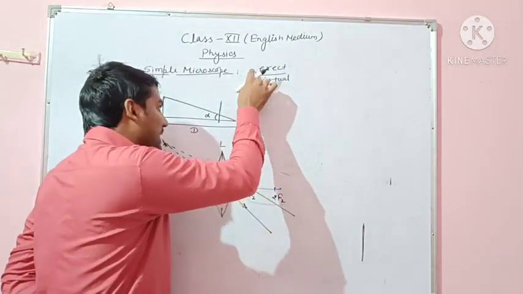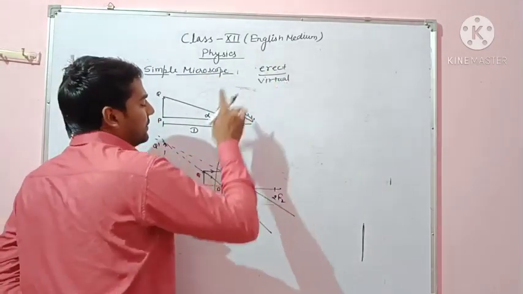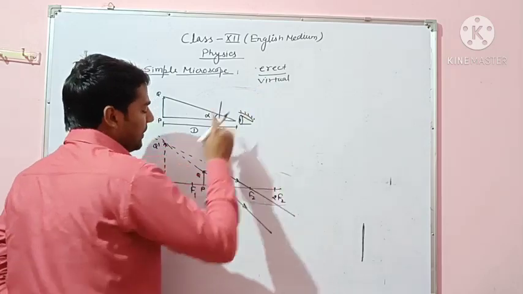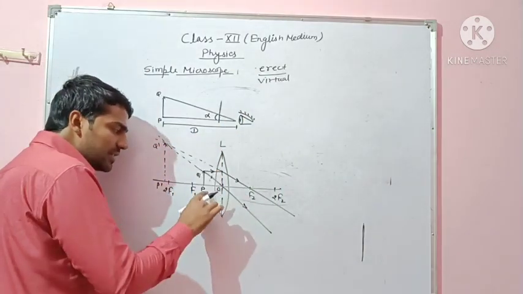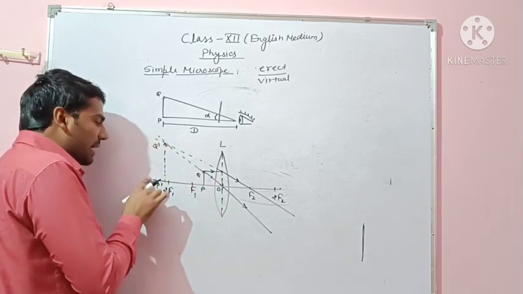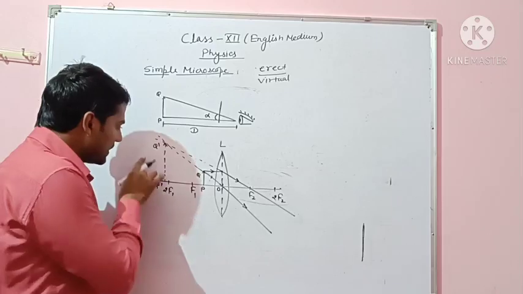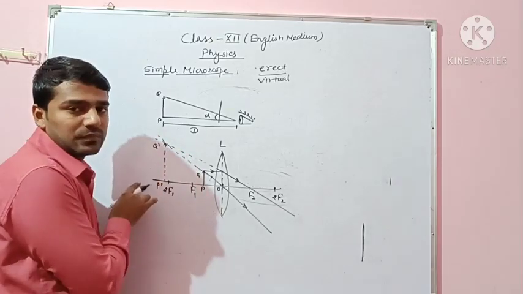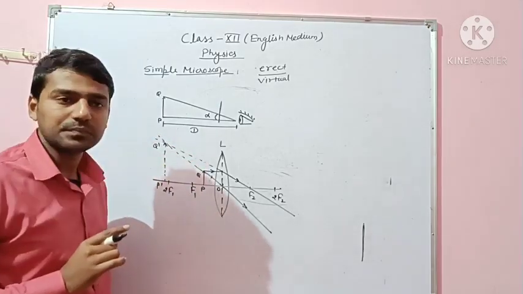The image is erect and the image is virtual, and the image is large in size. Because this is the object PQ and this is the image P dash Q dash, this image is bigger in size than object PQ.